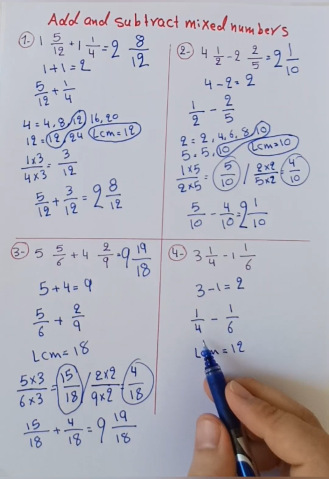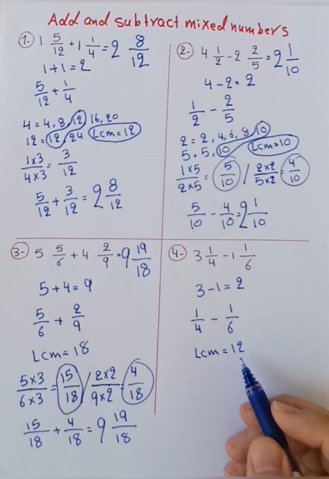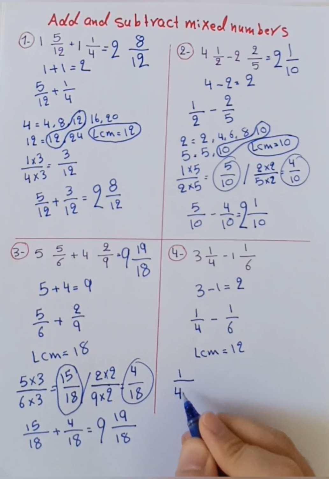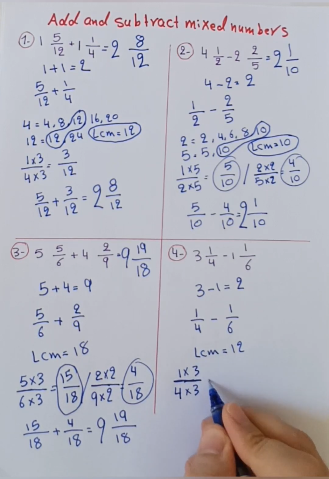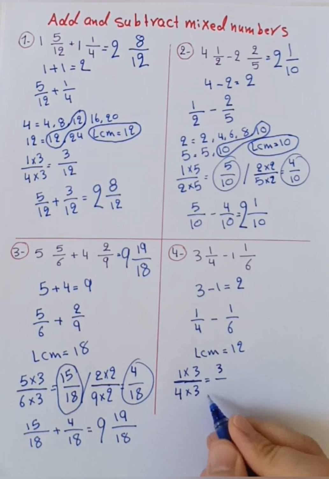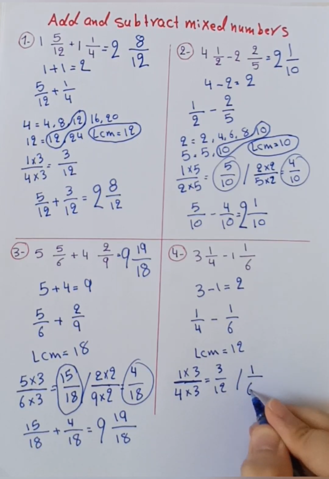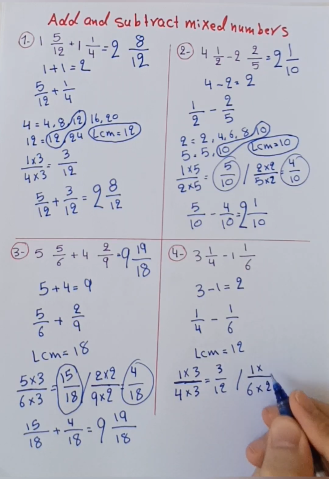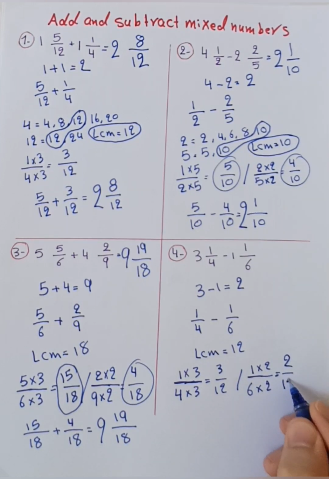After that, you have to look at the denominators of the fractions. None of them is 12. We have to change the fraction 1 out of 4. 4 multiplied by which number equals 12? Multiplied by 3. 1 times 3 is 3, 4 times 3 is 12. The second fraction we have is 1 out of 6. We have to think, 6 multiplied by which number equals 12? By 2. 1 times 2 is 2 and 6 times 2 is 12.